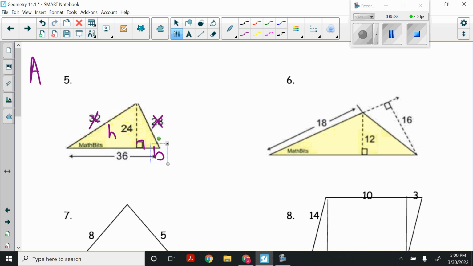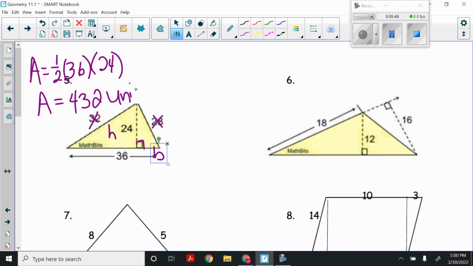So area of a triangle, 1/2, my base, 36, times my height, 24. So when I multiply all of that together, I get that the area is equal to 432. Again, I would write square units because it didn't give me any units.